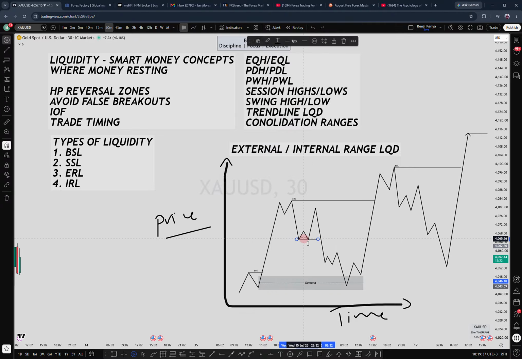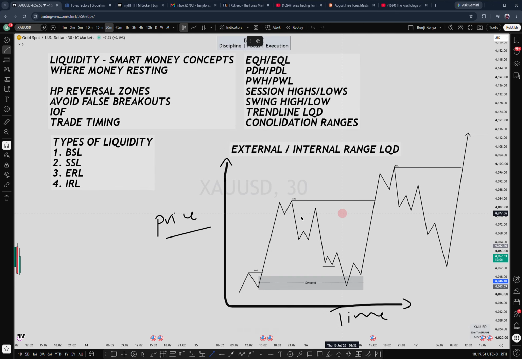This looks like equal lows. Same thing here, we have an internal range liquidity. Same case scenario is actually here. Now I want you guys to understand that this is a break of structure, quite good.